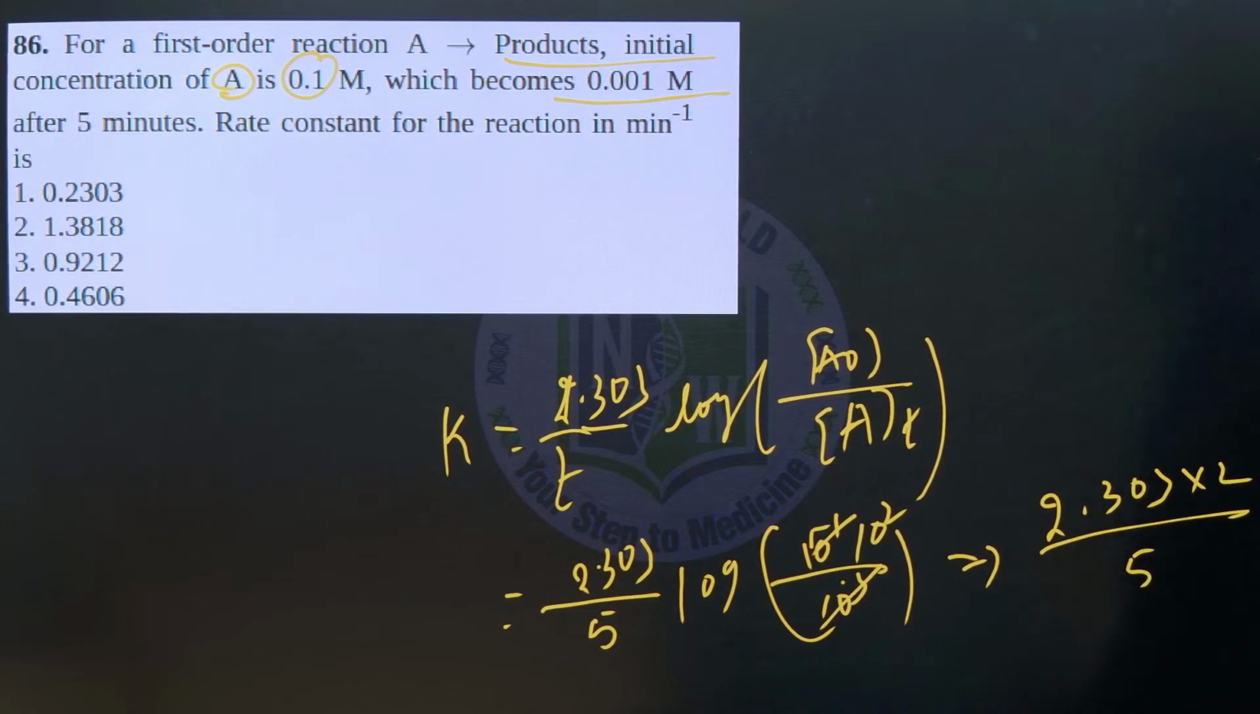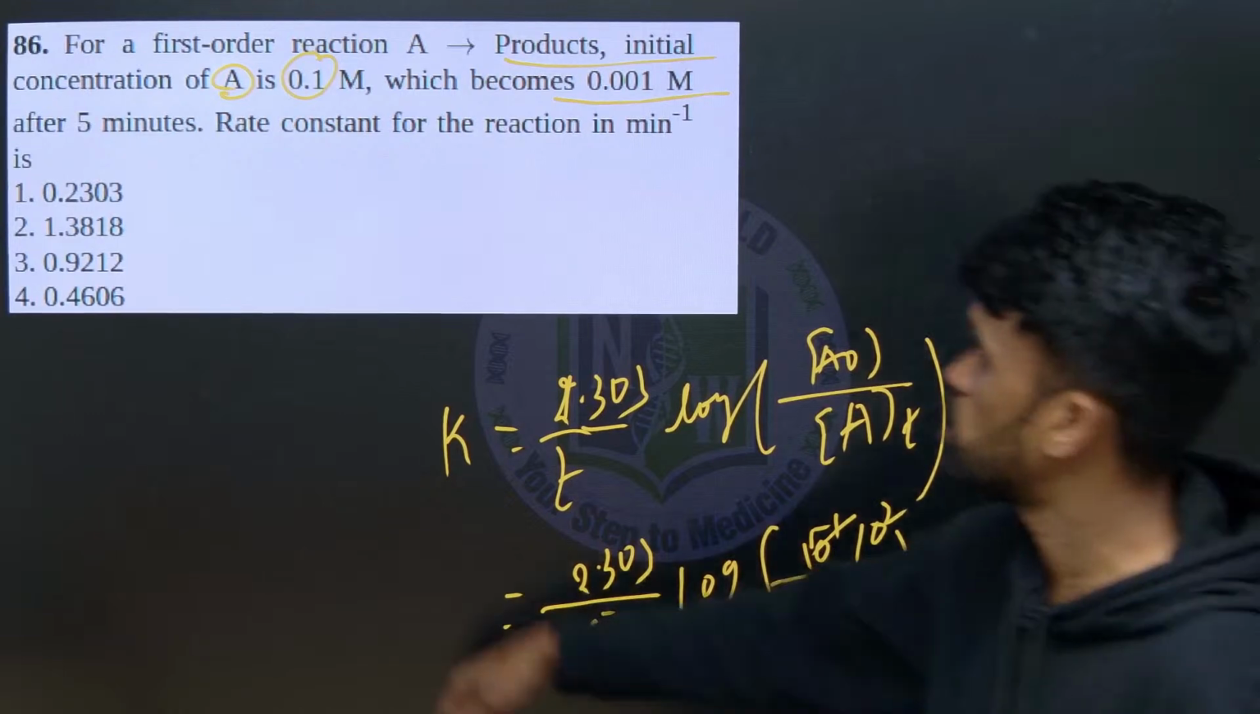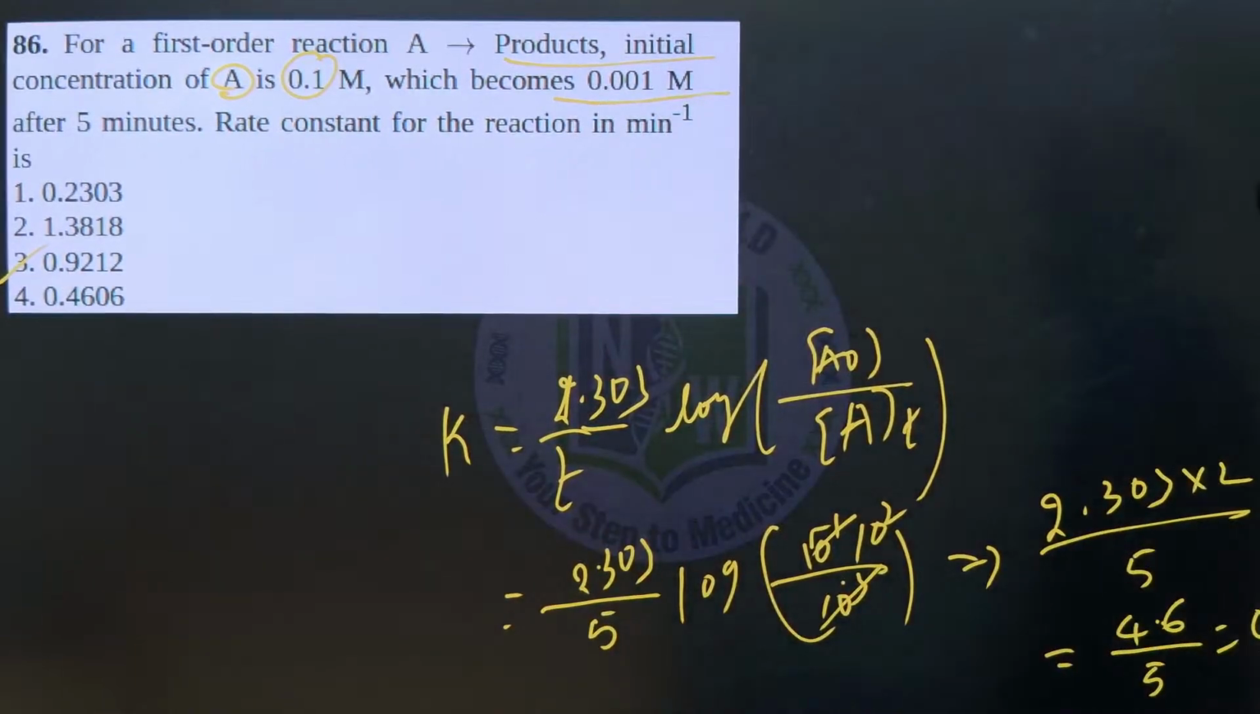Okay, this is what we got here now. So I am writing this as 4.6 by 5. So this will be 0.9. So we have only option number 3. Yes, this is how you can solve it.